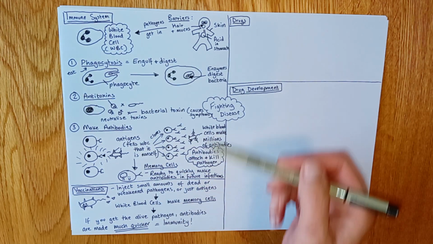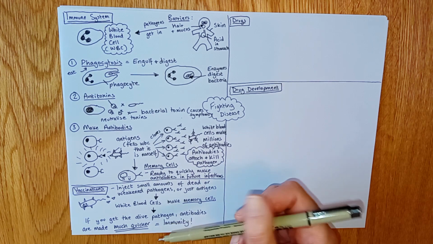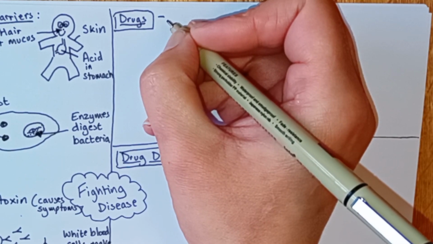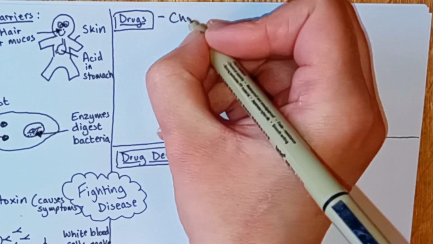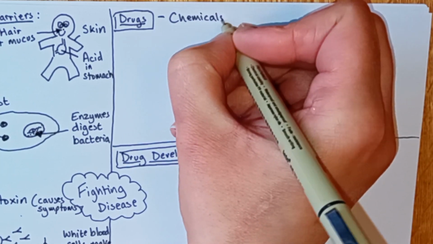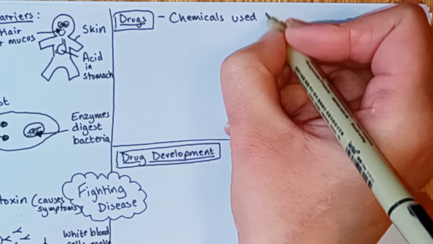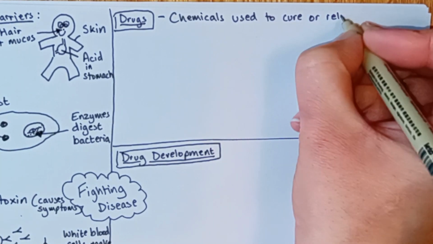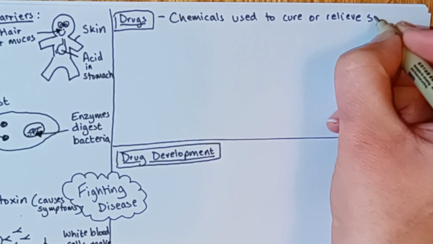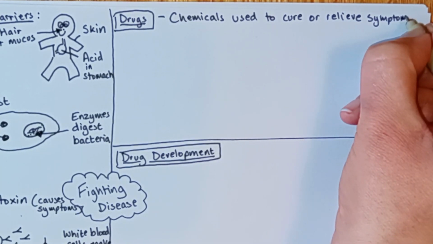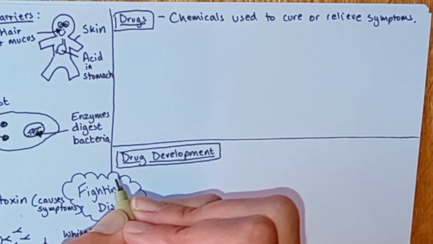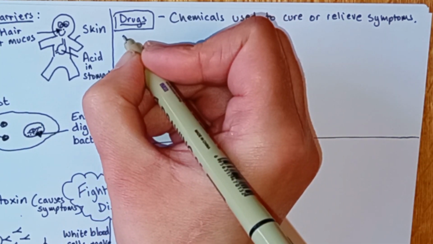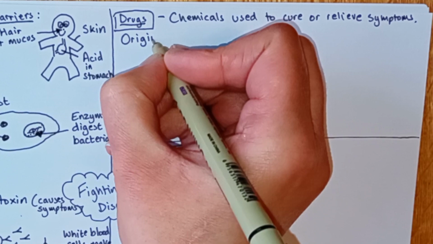So these are all biological ways we protect ourselves, but also we can use chemicals to help protect ourselves or to relieve symptoms. So drugs are chemicals used to cure or relieve symptoms. And they often came from natural sources or originated from natural sources.